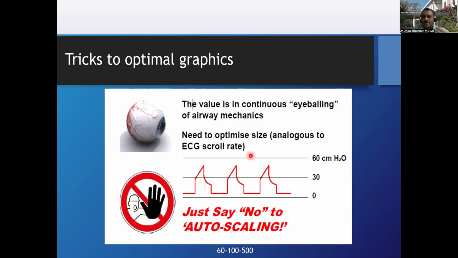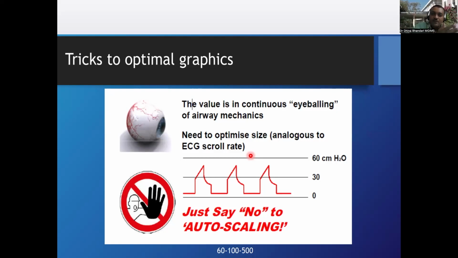Generally, what we do at our place is, we fix the pressure at around 35 or 40 centimeters, then flow around 150 or 120, depending upon which unit we are looking at, and the volumes we keep at 500 ml. So now, for example, a patient who was nicely being ventilated, for some reason develops a barotrauma, his pressures have increased and his volumes have dropped.